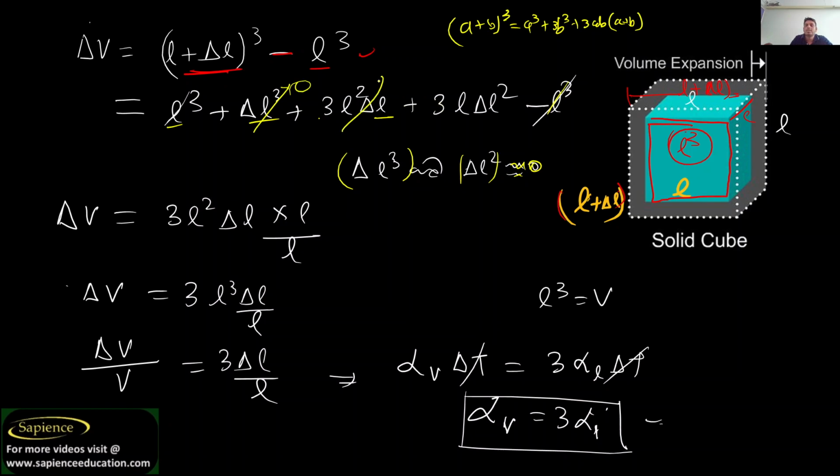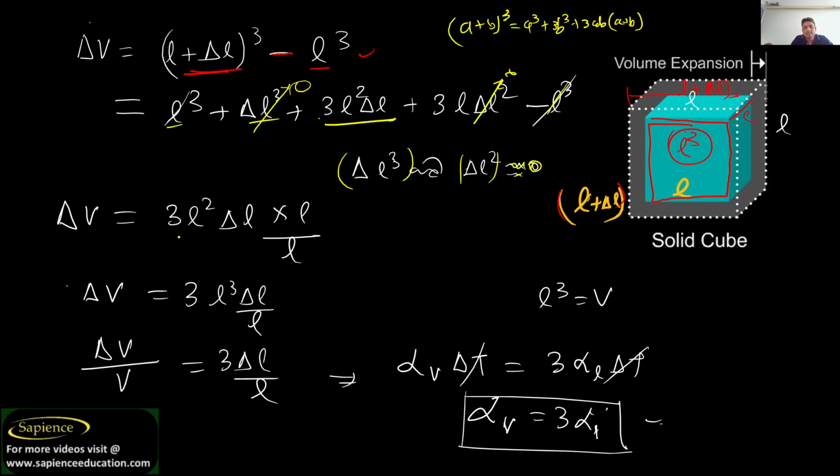It tends to be 0 because L is not 0. This will be 0 because change in length whole square can be considered as 0. So finally you are getting 3L square into delta L.